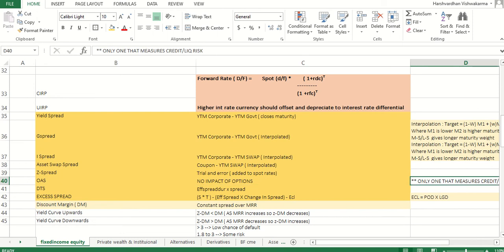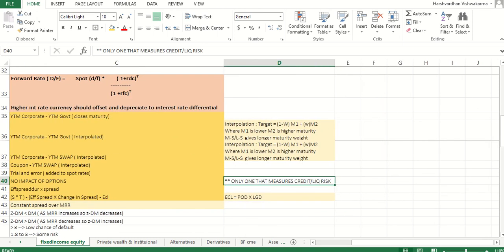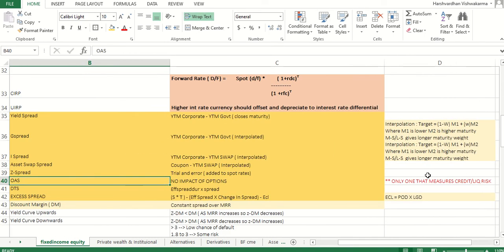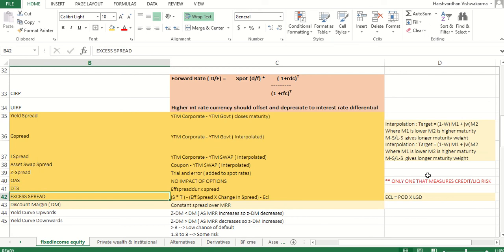Option adjusted spread is the one which has no impact of options. If in the exam you are given option adjusted spread and any other spread, always go for the option adjusted spread, because it is the only correct measure that will give you all risk adjusted spread, that is credit risk, liquidity risk, and options adjusted.